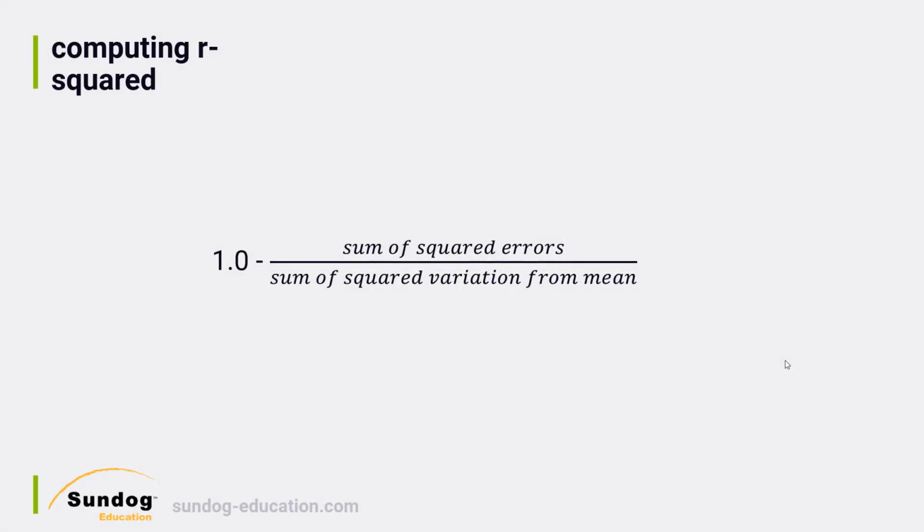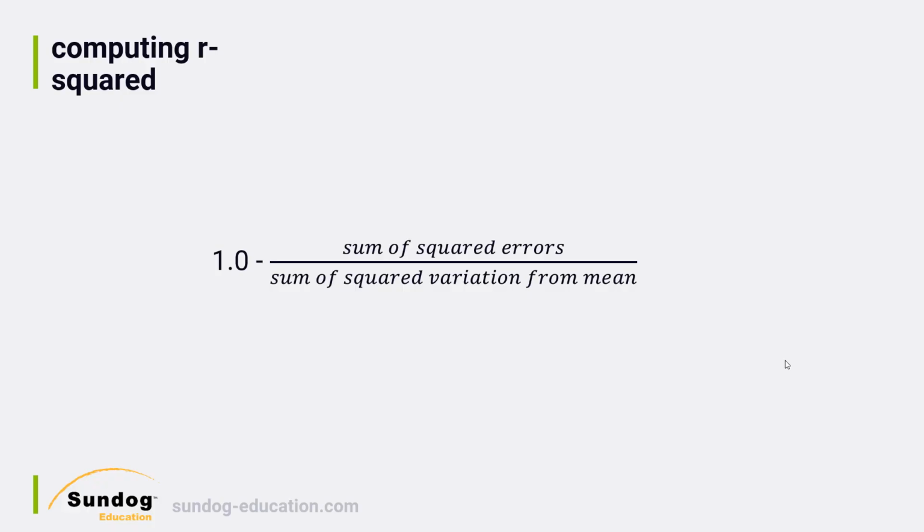Mathematically, it looks like this. Pretty simple. It's just 1 minus the sum of the squared errors. So basically the error is the distance between each predicted point and where it actually is, over the sum of the squared variation from the mean. So that's not looking at the difference between the predicted value and the actual value. It's looking at the difference between the actual value and the mean of the data as a whole. Those are two different things, okay?